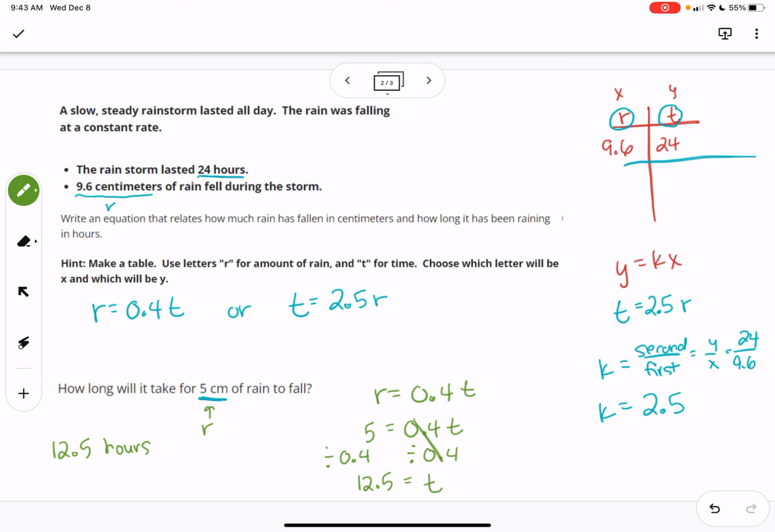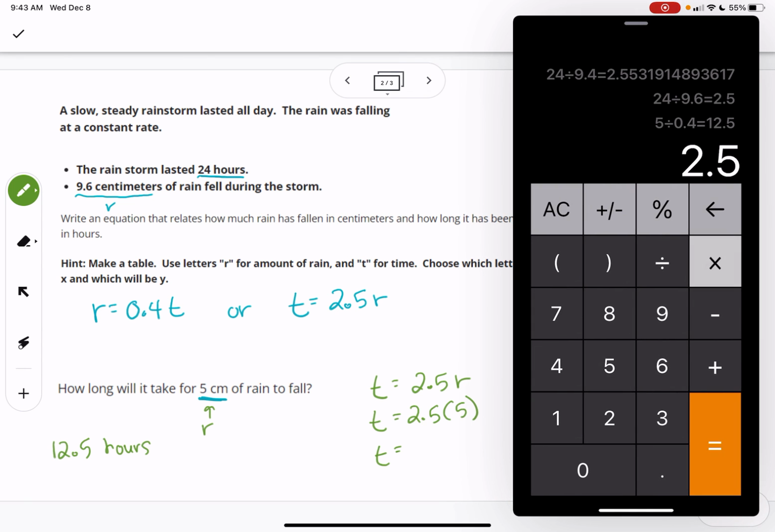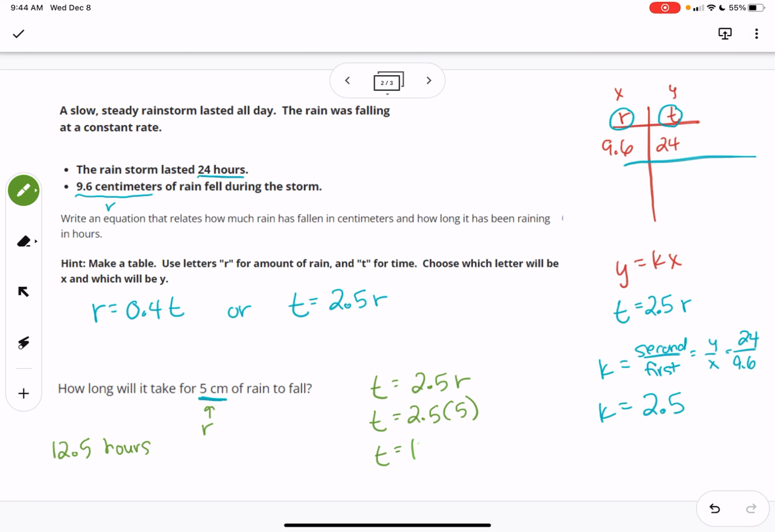But let's say you didn't use that first equation. Let's say your equation you used was the T equals 2.5 R. We can do the same thing with that one, okay? So T equals 2.5 R. 5 centimeters is still R, so we still plug 5 in for R. T stays the same because we don't know what T is. We're looking for T. 2.5 times R, which is 5. So now I've got 2.5 times 5, and I still get 12.5. So no matter which equation you use, you're going to get 12.5 hours regardless, okay?